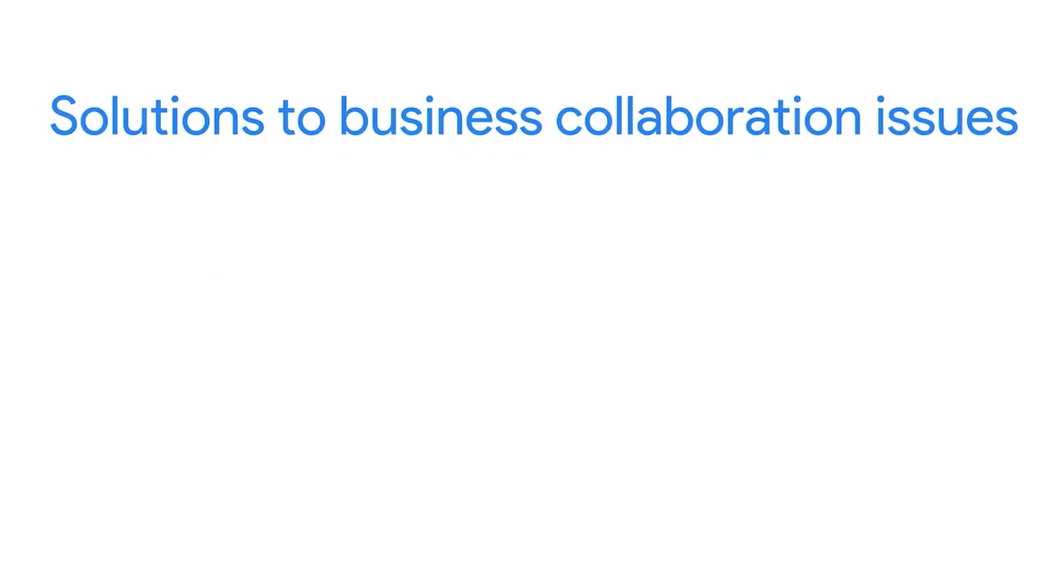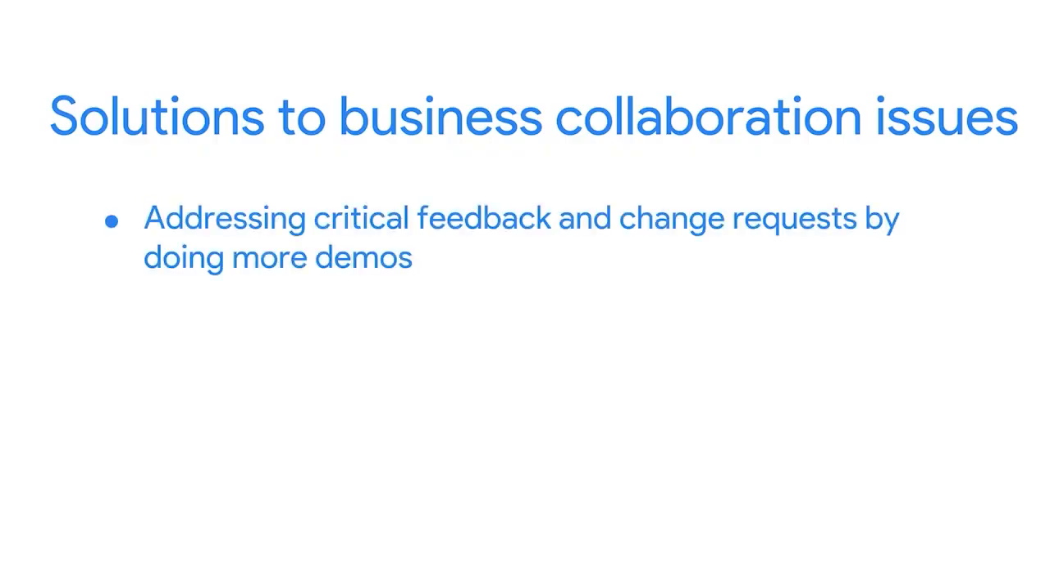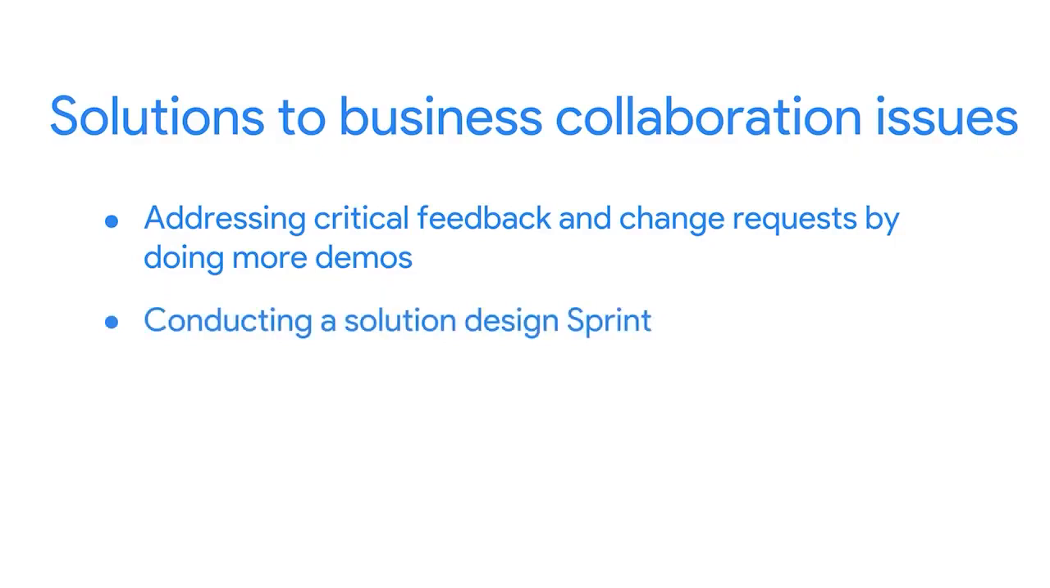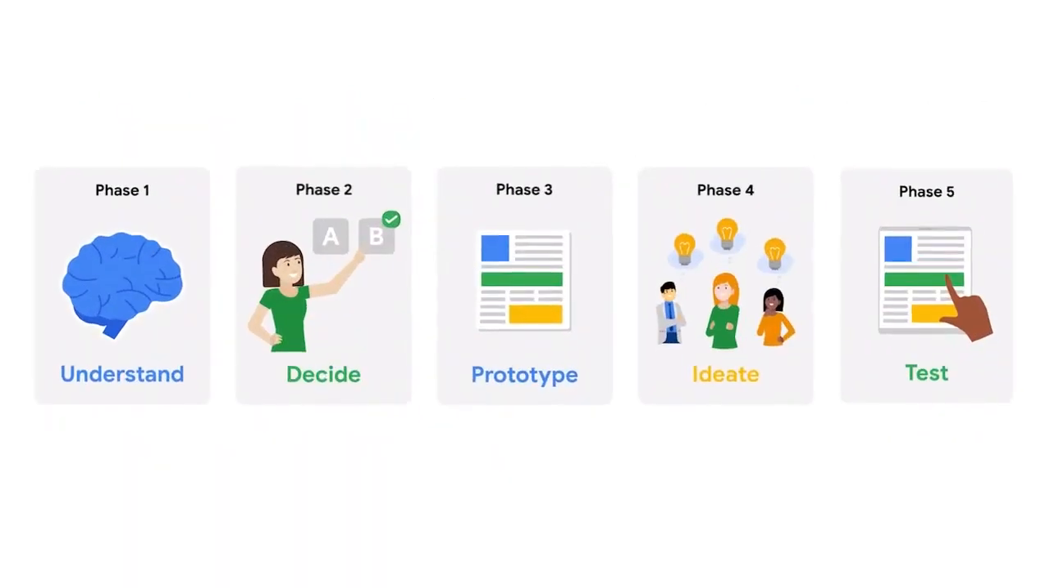If you notice any of these signs, there are a few things you can do to help rebuild trust and collaboration between the developers and the business people. To start with, try addressing critical feedback and change requests by doing more demos. This ensures feedback comes in at a steady pace and that everyone involved has a shared understanding of what done means. Next, consider conducting a solution design sprint, which is an entire sprint spent working solely on the solution design. These are most effective when the working team and the business people actually sit together and collaborate on the solution.